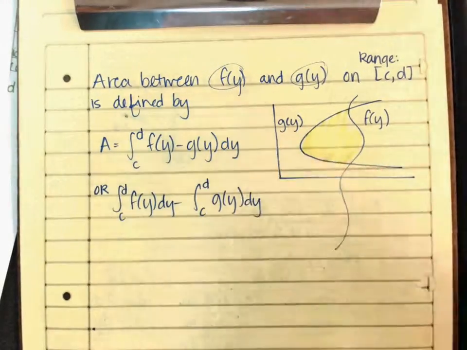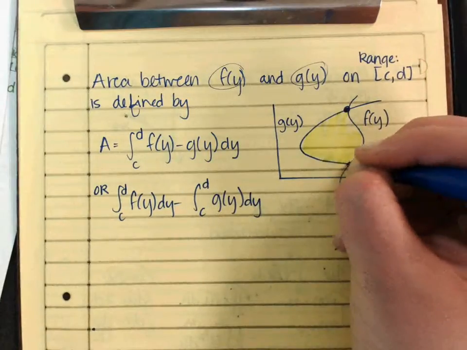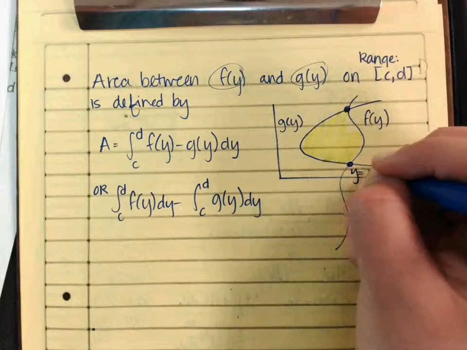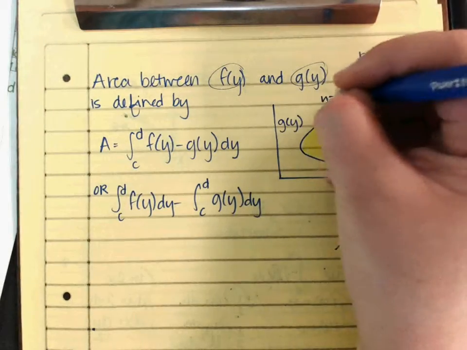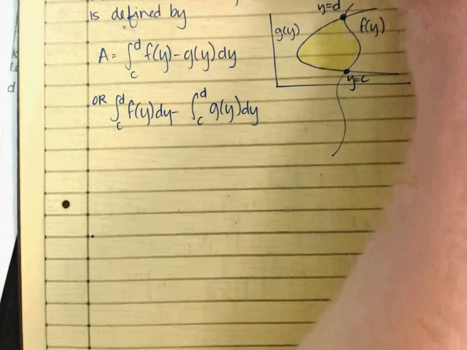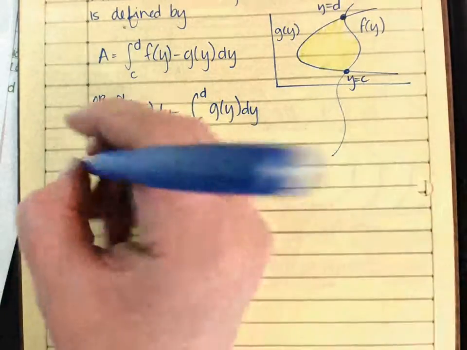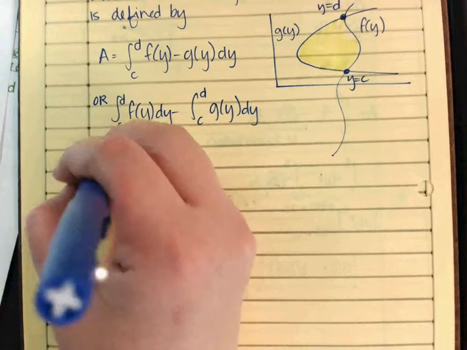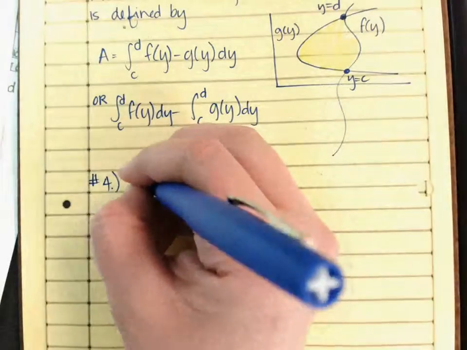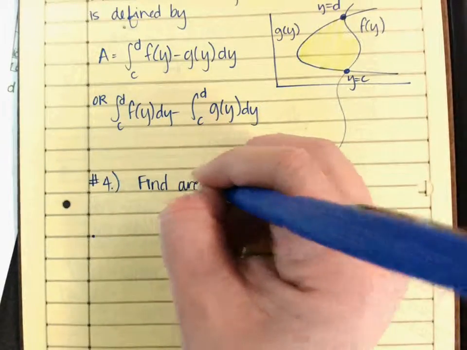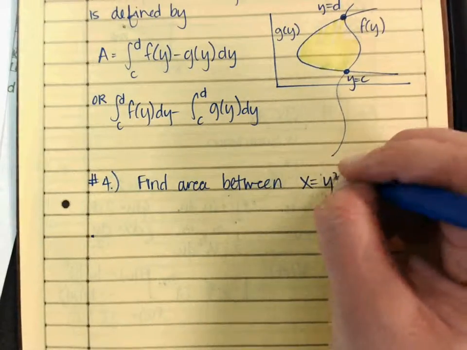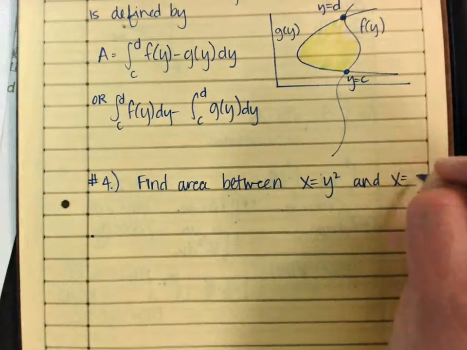Now the other thing I do want to point out is that these points here, the intersections, C and D, are referring to the y values. So that would be y equals C and y equals D at those 2 points. Okay, so let's look at one example of that and then you guys will be done. Okay, so let's find the area. This I guess is example 4. Okay, find the area between x equals y squared and x equals 9.